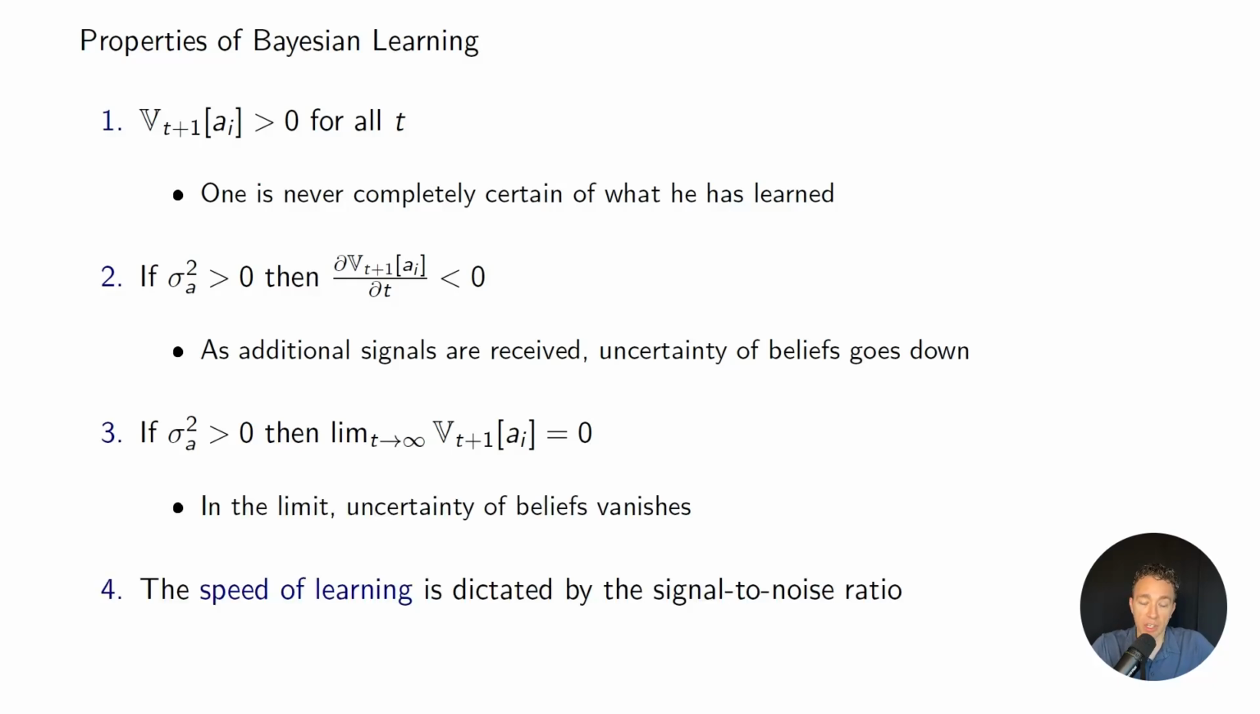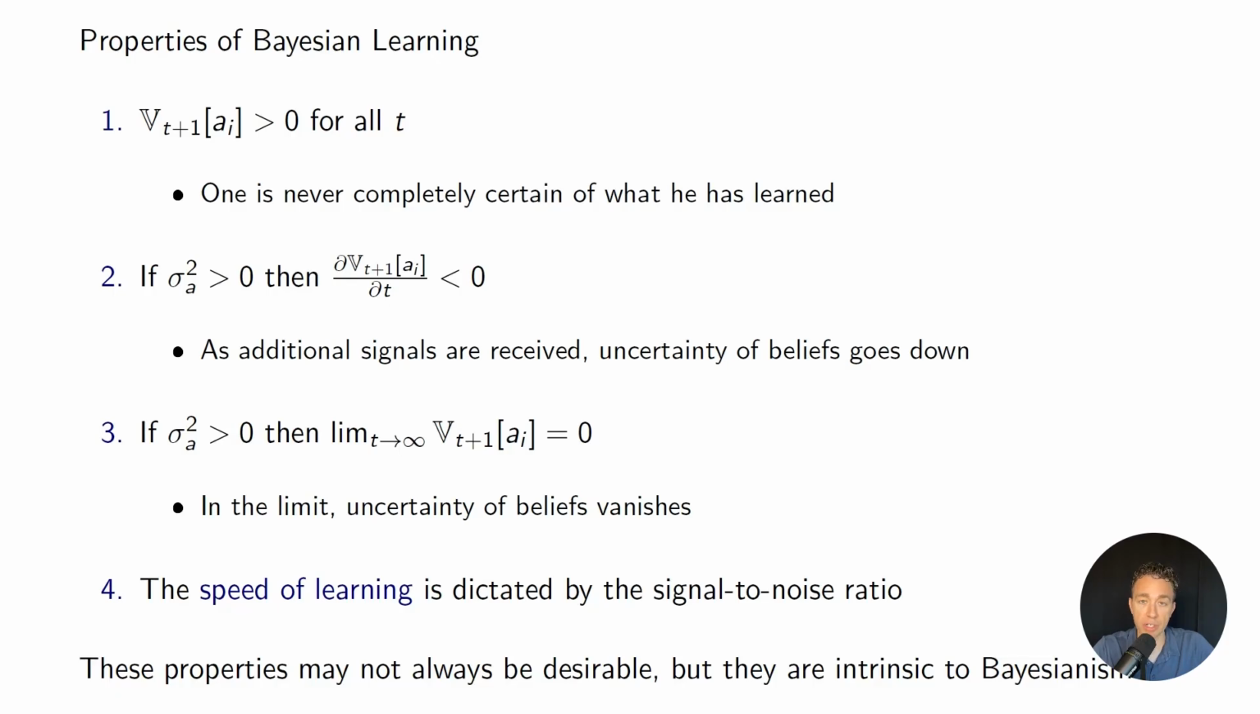And then, as I mentioned in an earlier video, the speed at which I learn is going to be dictated by what's called the signal-to-noise ratio. And so if I have a higher signal-to-noise ratio, then I'm going to learn much more quickly than if I don't. And so you might be thinking, well, these properties may not be desirable, but they come with a very mathematically convenient set of updating rules, and they are intrinsic to the Bayesian outlook on life and the world. And so those are maybe 2 points in favor of using it. But we've got to start somewhere, and so starting with Bayesian might be a natural place to start.